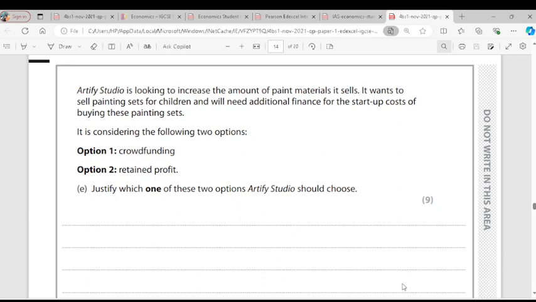And also I wrote, if Artify puts in retained profit, there's no guarantee that the new art or the new painting will sell. And if they don't sell, that means Artify is unsuccessful. That's about this. Are you with me, please? Yes. Okay.